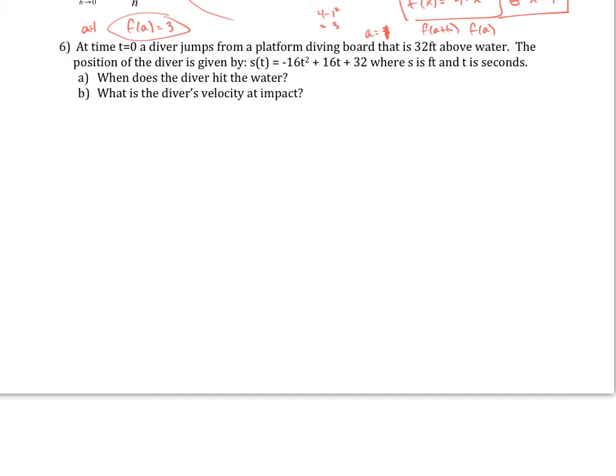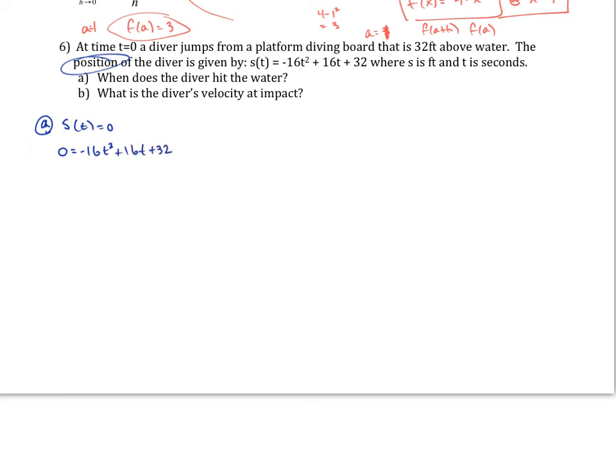It says, at time t equals 0, a diver jumps from a platform diving board that is 32 feet above the water. The position of the diver is given by that equation. This is a position equation, and it even tells me that, where s is in feet and t is in seconds. When does the diver hit the water? So, for part A, when the diver hits the water, we need s of t to be 0, right? That's the position, needs to be 0. So that means 0 equals negative 16t squared plus 16t plus 32.